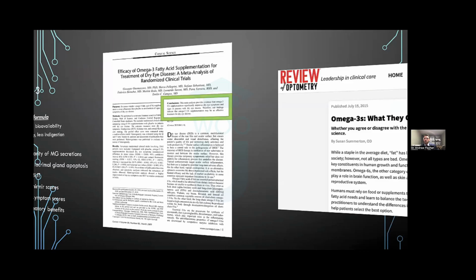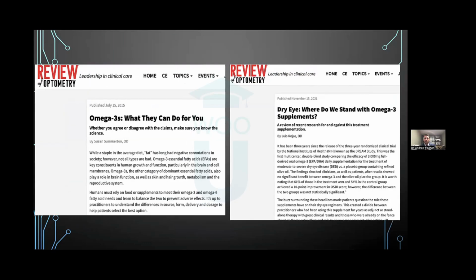I won't go too far into detail with these two articles, but they're really good as far as outlining as a whole what omega-3s can do for you, not only for dry eye. So the article on the left here by Dr. Somerton does outline several other health benefits that omega-3s can have outside of just dry eye.